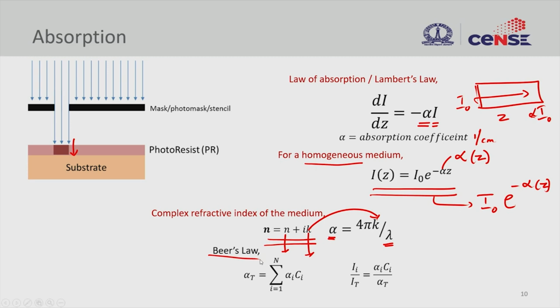This is all nicely explained by Beer's law, where the total absorption in the medium depends on the absorption of the individual constituents. In our case, we had the resin, we had a photosensitive material, and then we have the solvent. Light is getting absorbed by all these three. The total absorption is a combination of all these individual absorptions, and this is actually the ratio of individual absorption to the total absorption. This will tell us the individual contribution to the total absorption.